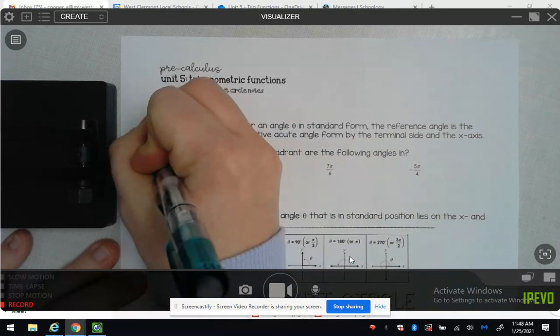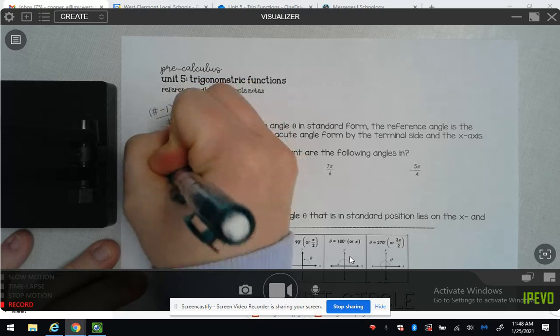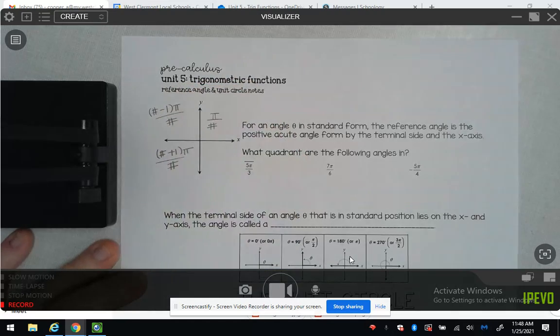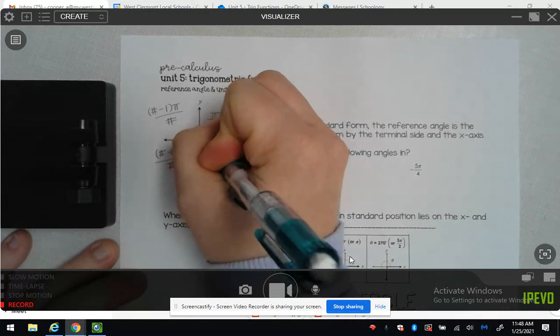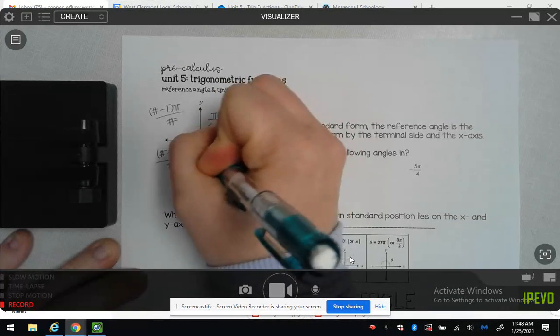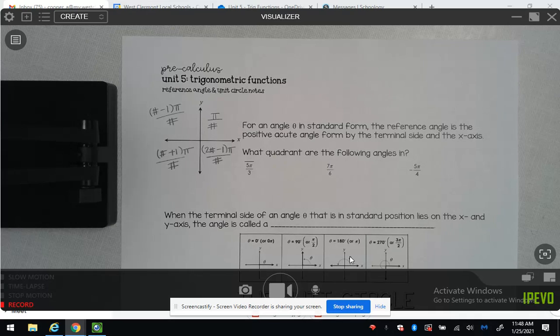In quadrant 3, you're going to add 1 number to your denominator. And in quadrant 4, you're going to multiply your denominator by 2 and subtract 1. Okay? So knowing what quadrant things are in will make things easier, and knowing if it's positive or negative.